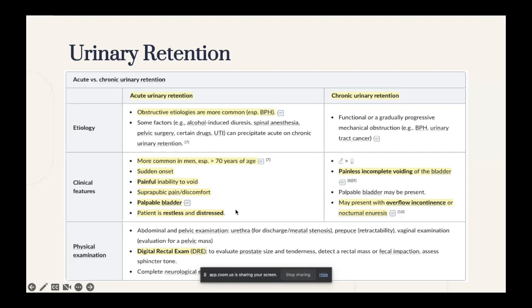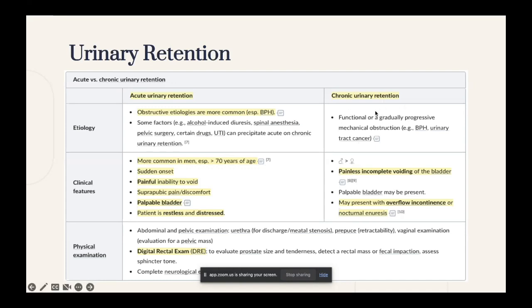So the patient wants to void, but he does not have the ability. He also presents with suprapubic pain. That's because of the distended bladder that is seen, and it's actually diagnostic, and we'll talk about it soon. You can also palpate a full bladder in the suprapubic region. The patient is restless and distressed. He wants to relieve his bladder, but he cannot.